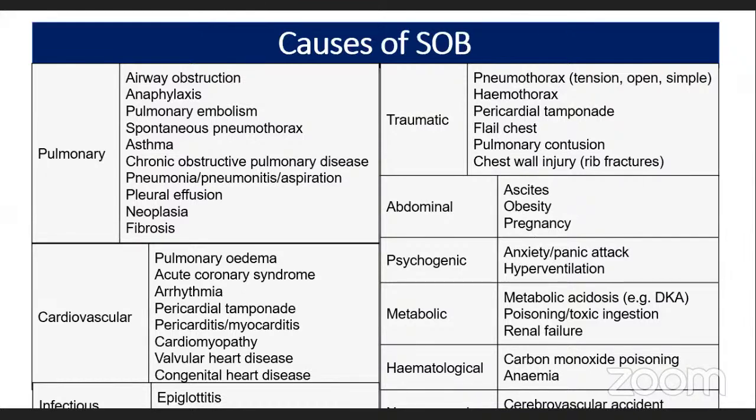Abdominal causes of shortness of breath may be ascites or obesity, and then metabolic causes. Especially recently, 2-3 days before, I had a patient who came with significant shortness of breath. There were no features of pneumothorax, pulmonary embolism, or anaphylaxis. But the patient was severely acidotic because of acute renal failure. Therefore, under the sun, any cause can come with shortness of breath, but you need to identify the life-threatening cause.